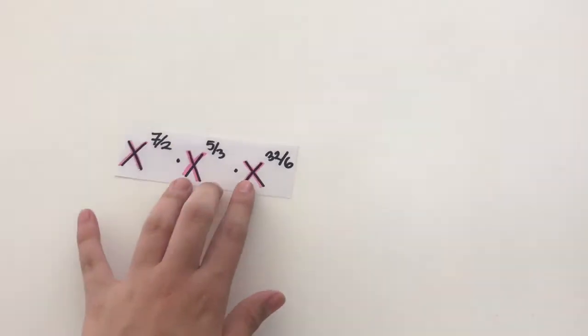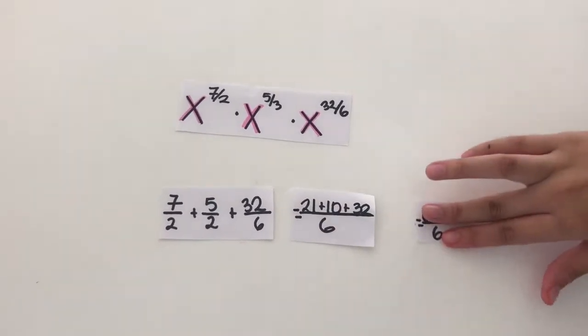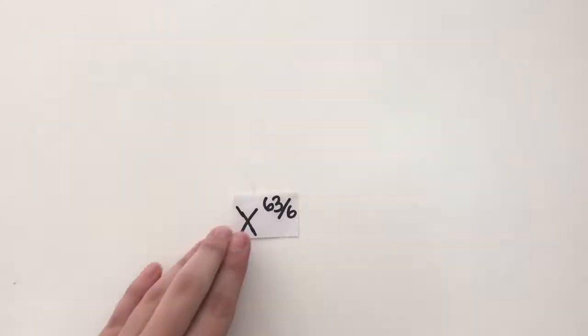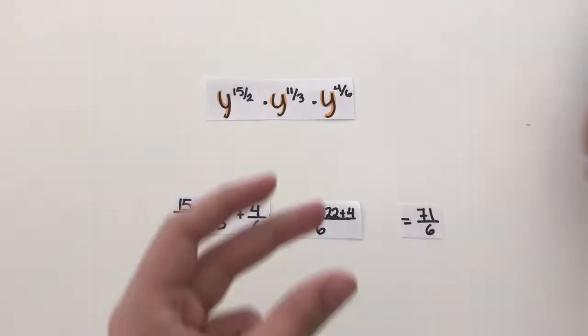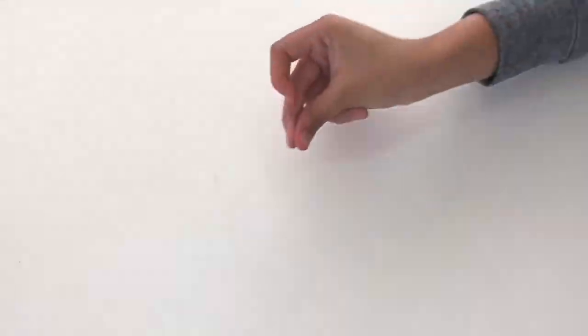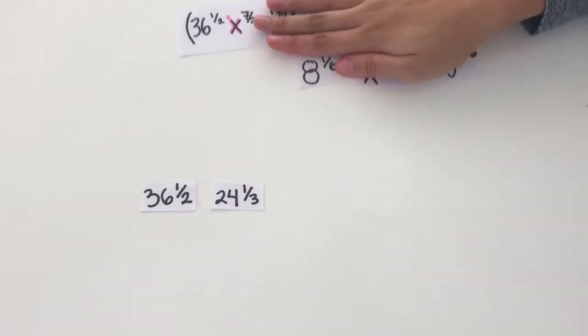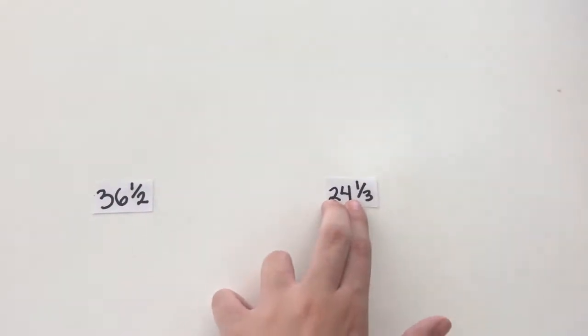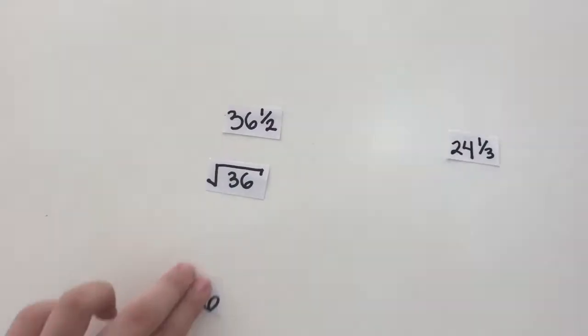Back to the variables, when you multiply, the exponents add. In this case, you look for the common denominator, then you add, and the answer will be the final exponent of x. You do the same with y. As you can see, we only have two numbers that don't have the same denominator, so we are going to work on them. You must know that 36 is a perfect square, which is 6.